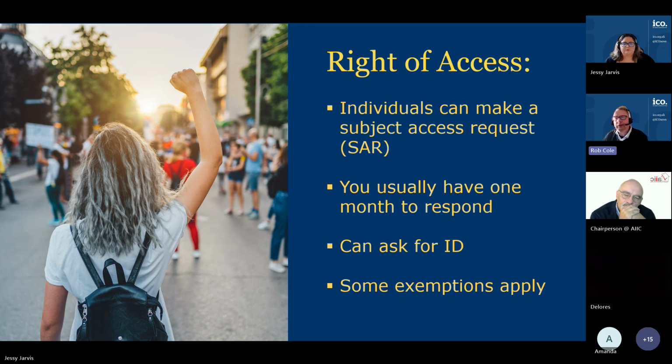Okay, so like I said, we're going to move on to subject access, right of access.